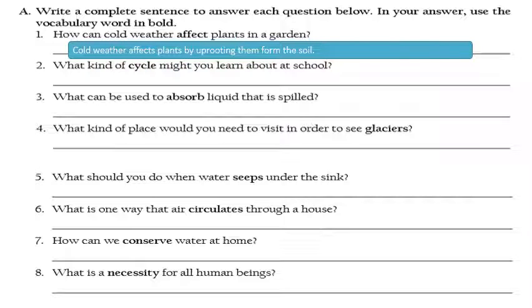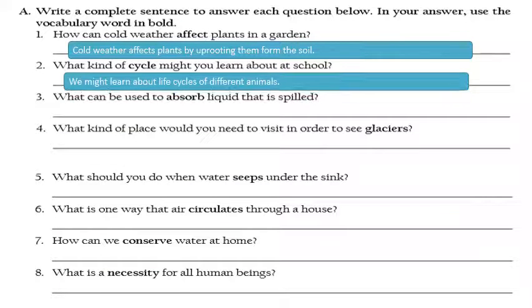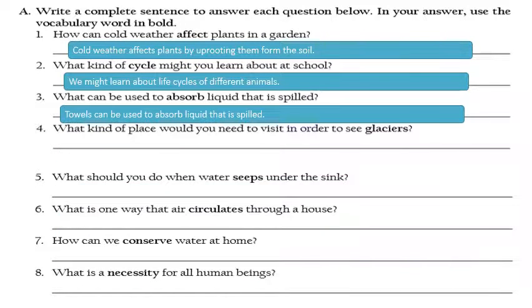2. What kind of cycle might you learn about at school? What kinds of cycles do you learn about? And let me give you a hint, in science. You learn about what? Animals' life cycles, for example. We might learn about life cycles of different animals. 3. What can be used to absorb liquid that is spilled? How could you absorb the liquid that is spilled on the floor, for example? Towels or sponges can be used to absorb liquid that is spilled.